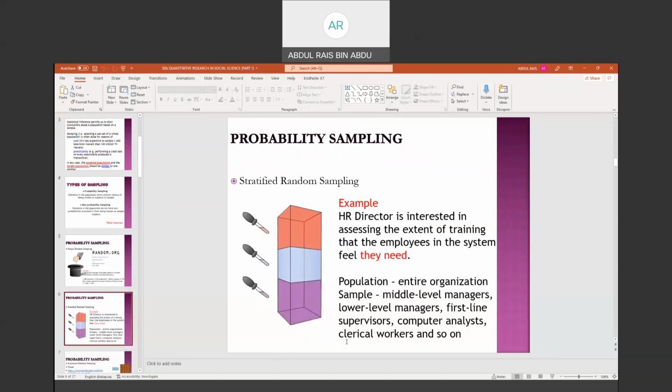Okay, the second form of probability sampling is called the stratified random sampling. Strata or subgroups that you've chosen for this study. So, kat sini dia kata HR director is interested in assessing the extent of training the employees in the system feel they need. So, HR director ni dia nak buat penilaian training, keberkesanan training terhadap employees yang ada dalam restoran tu.